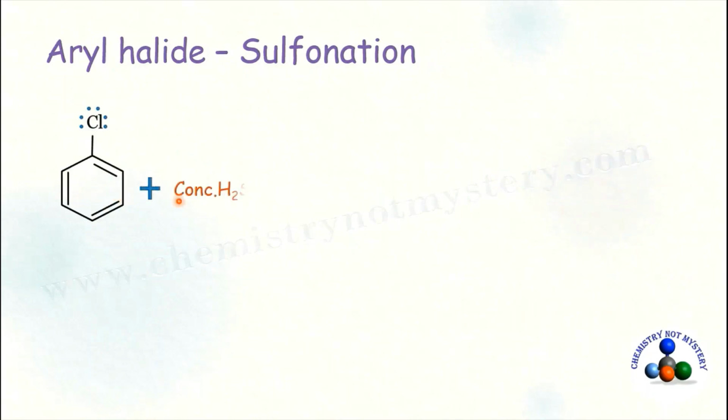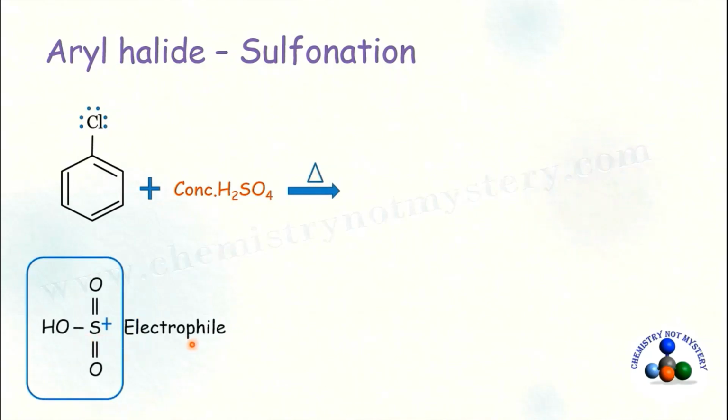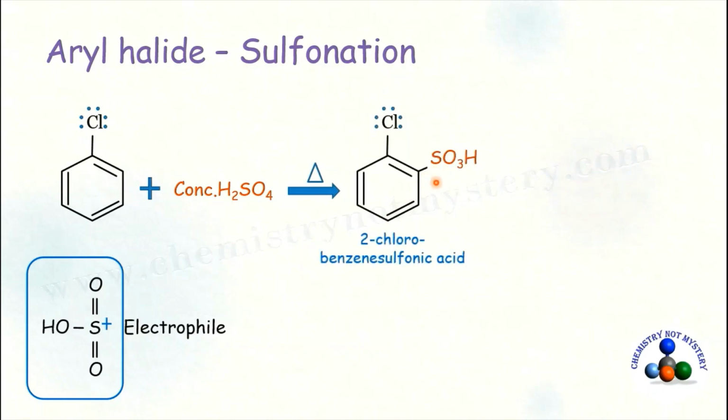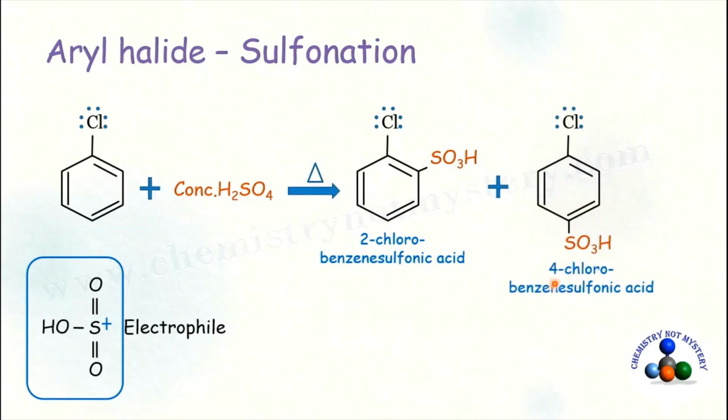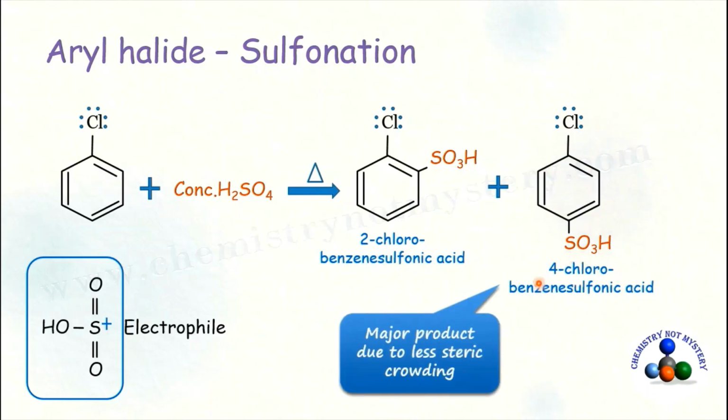When aryl chloride reacts with concentrated sulfuric acid on heating, it produces the sulfonium ion as an electrophile. Either it gets attached to the ortho position and results in the formation of 2-chloro-benzene sulfonic acid, and when it gets attached to the para position, it results in the formation of 4-chloro-benzene sulfonic acid. And out of these two isomers, the para isomer is the major product due to less steric crowding.